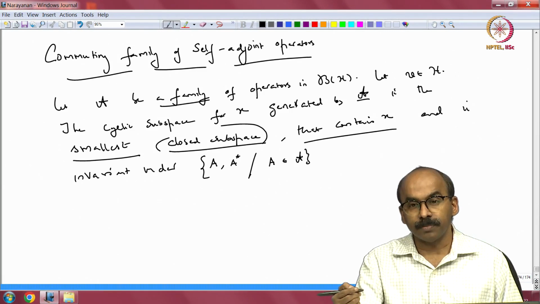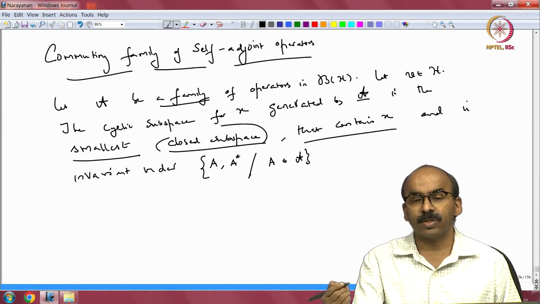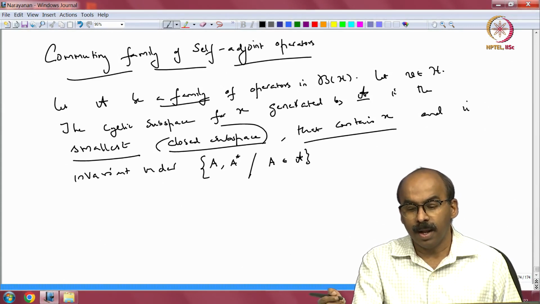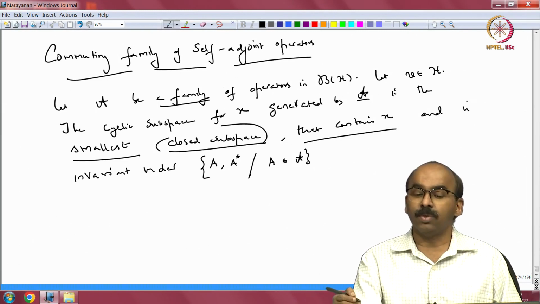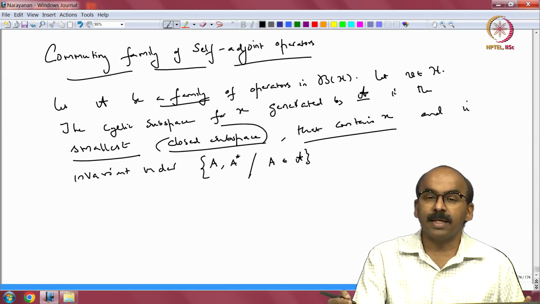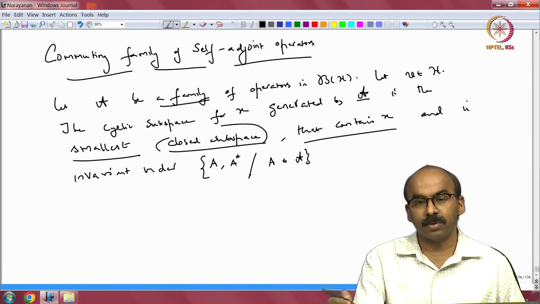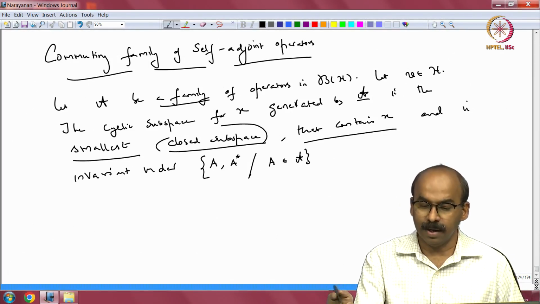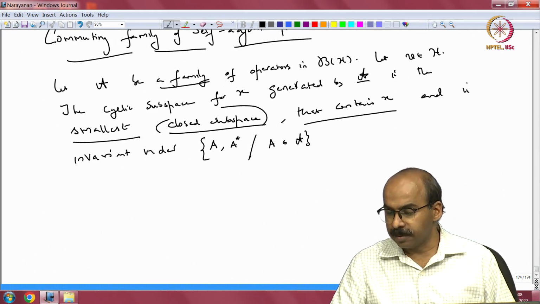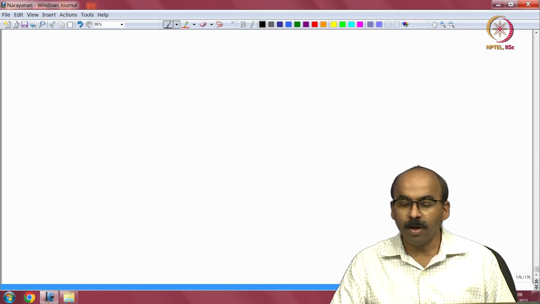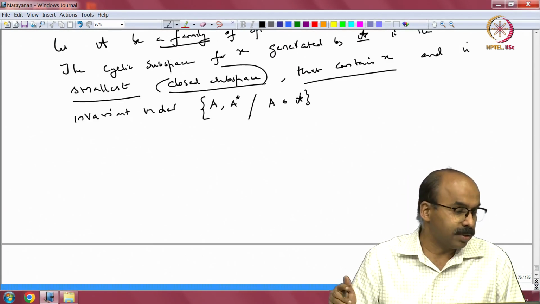You look at x, Ax, A square x, A cube x and so on. Oh, I wrote x, okay. You look at the span of those things and that would be automatically invariant under A, and A is self-adjoint, so it is invariant under A star also. So, this is the general definition of the cyclic subspace generated by a family of operators. That is an easy definition.